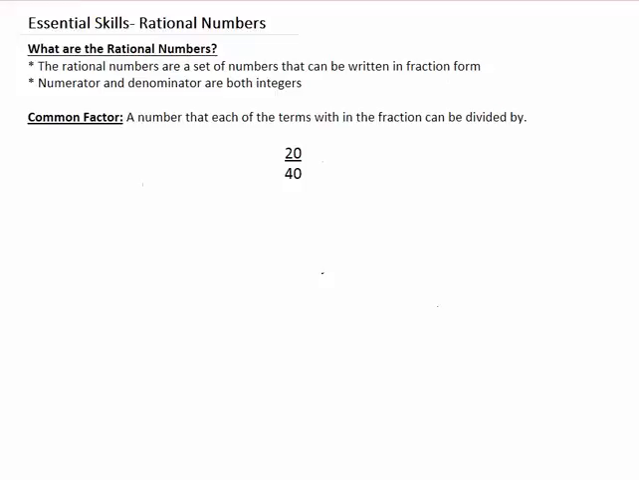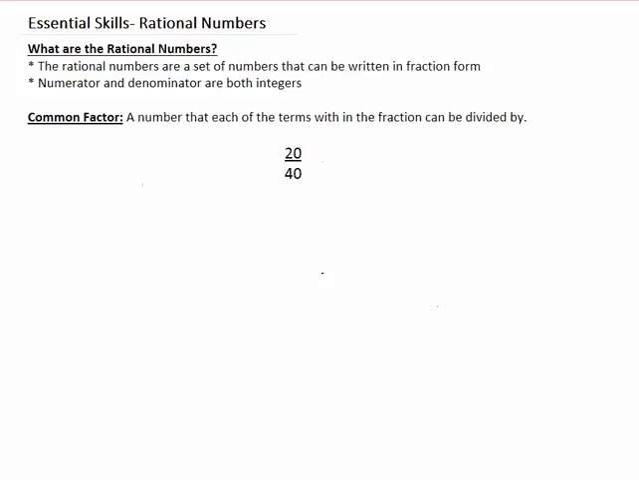In this video, I will be showing you how to work with rational numbers. A rational number is a set of numbers that can be written in fraction form. You may know rational numbers as fractions. A rational number has a numerator and a denominator, and both have to be integers.